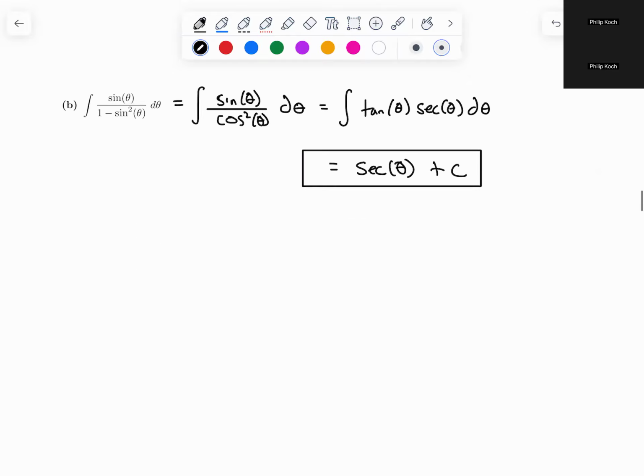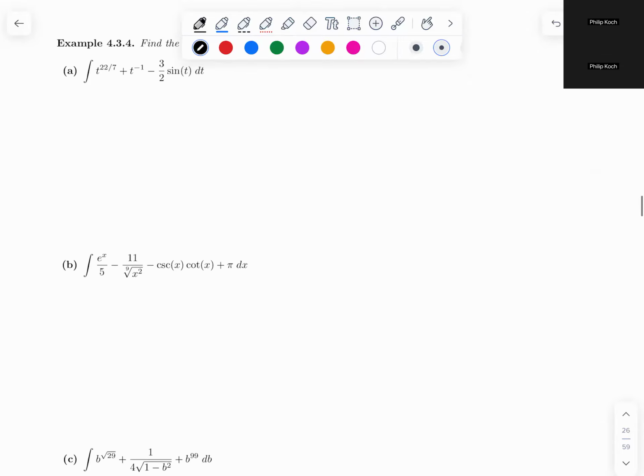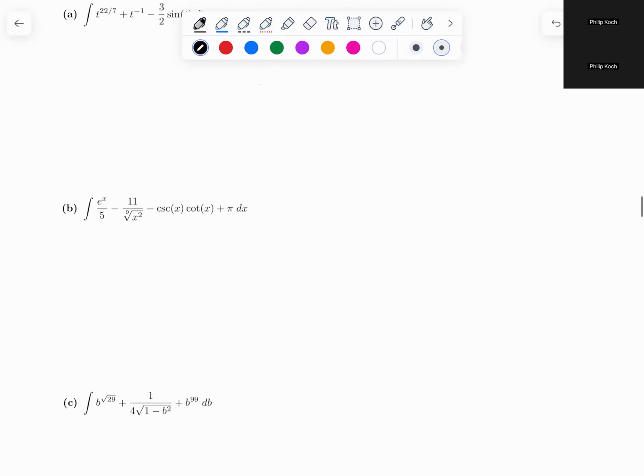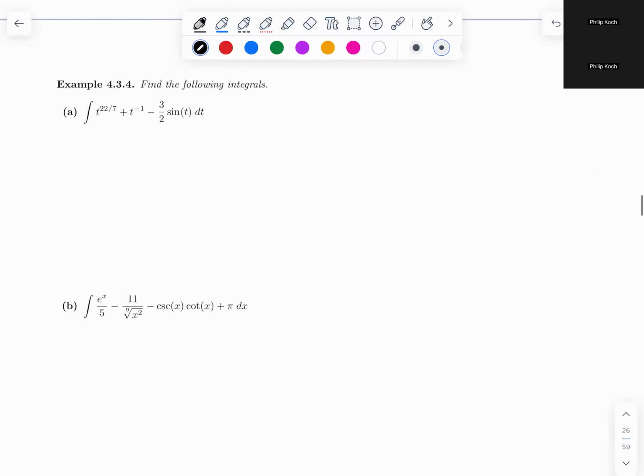Okay. Then we have these three. I'd like you guys to do part A and B, and then we'll come together for C. So I'm going to pause the recording, go ahead and start working through it.